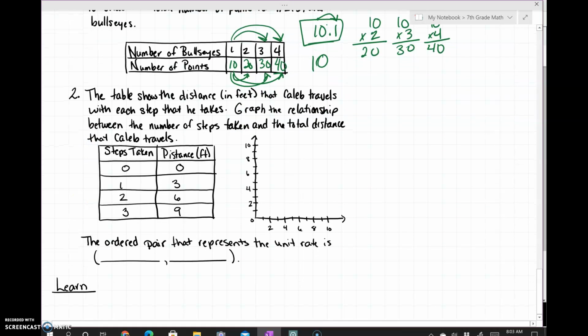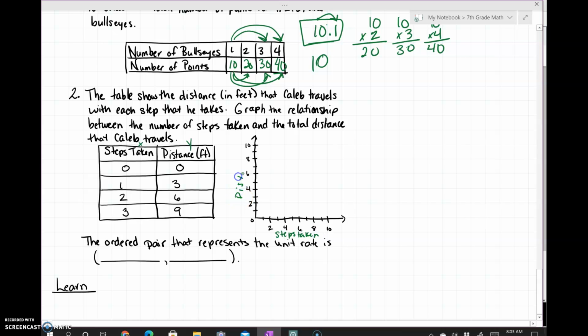All right, the table shows the distance in feet that Caleb travels with each step he takes. Graph the relationship between the number of steps taken and the total distance that Caleb travels. So we have steps taken, 0, he's going to go 0 feet. 1 step is 3 feet, 2 steps is 6 feet, and 3 steps is 9 feet. All right, so the first thing we have to do is graph this. Our steps taken is going to be our x, and our distance is going to be y.